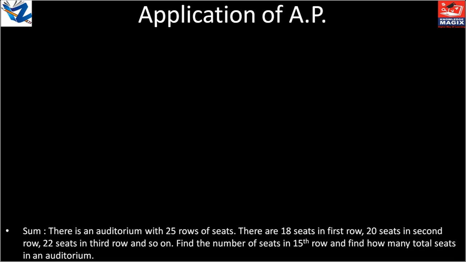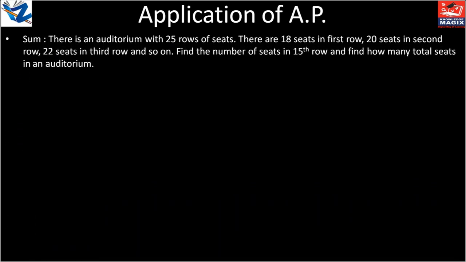Application of AP. Sum: there is an auditorium with 25 rows of seats. There are 18 seats in first row, 20 seats in second row, 22 seats in third row, and so on. Find the number of seats in 15th row and find how many total seats in an auditorium.